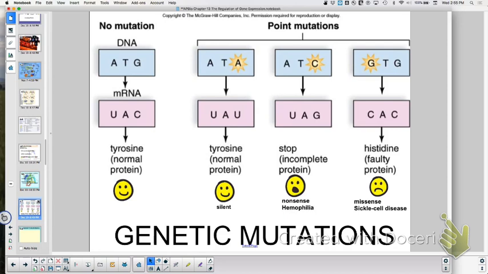And then a missense is when you made a mistake and put the wrong amino acid in that spot, and as a result that may or may not cause folding problems, and then it may or may not be lethal. Those are point mutations. Sometimes point mutations don't cause a problem. Sometimes they cause a little bit of a problem. Sometimes they cause massive problems.